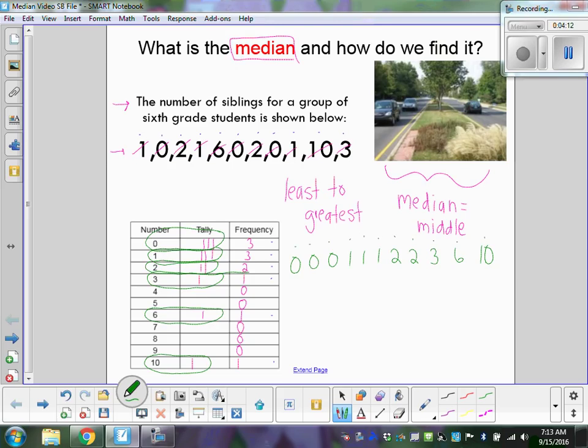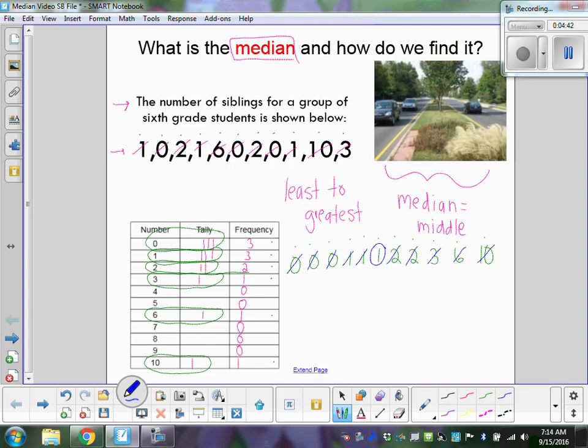All right, we're set. Now, in order to find the median, I'm going to find the middle value. So I'm going to cross off a data piece, the lowest, and then the greatest. The lowest, and then the greatest. The lowest, and the greatest. And I'm left with my median, or my middle piece of data.